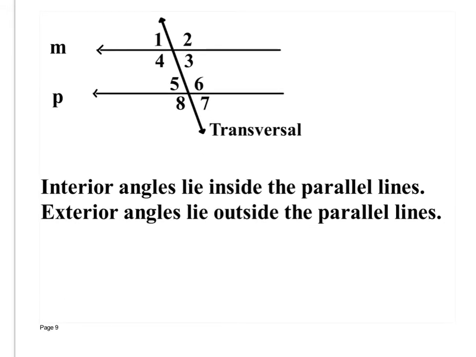This is lines M and P which are parallel, and they have what's called a transversal. This line that cuts through two parallel lines is called a transversal. And what it does is it creates some unique angles here, which we have 1, 2, 3, 4, 5, 6, 7, 8. What we need to know about those unique angles is this. Interior angles lie inside the parallel lines. So the interior angles here are 4, 3, 5, and 6. They're inside M and P. And then you have exterior angles, and they're outside the parallel lines, which is 1, 2, 8, and 7.